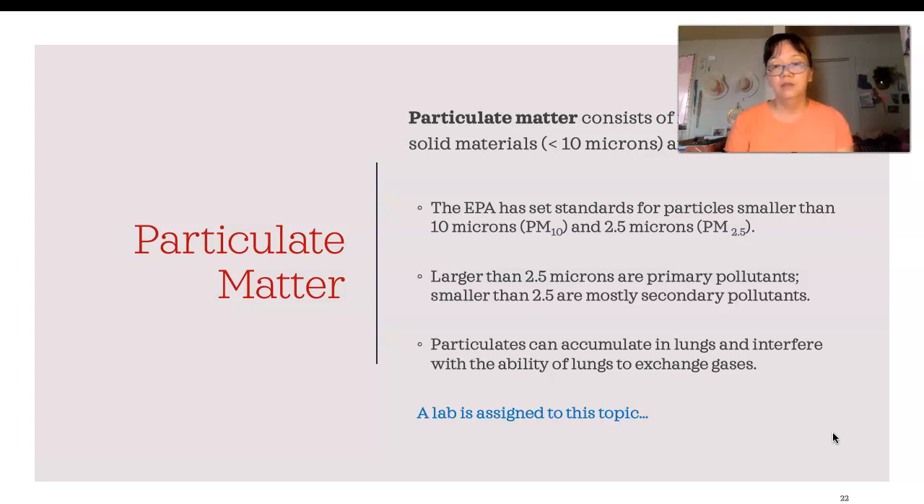And the larger particles, which are PM10, are primary pollutants, and the ones smaller than 2.5 are mostly secondary pollutants. And the particulates, those particles, can accumulate in lungs and interfere with the ability of lungs to exchange gases. And that is a really bad thing. I give you a lab to work on after this chapter to let you know how bad they are and how harmful they are to human health.